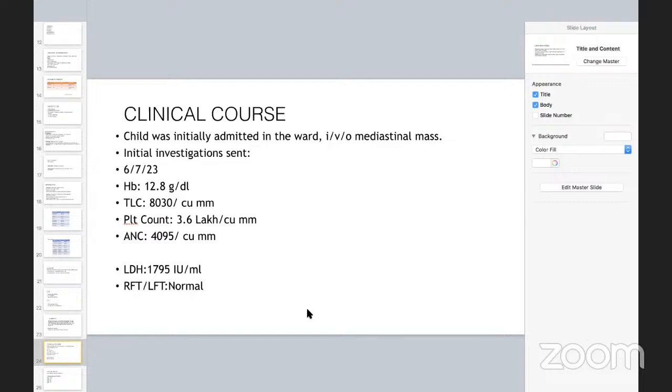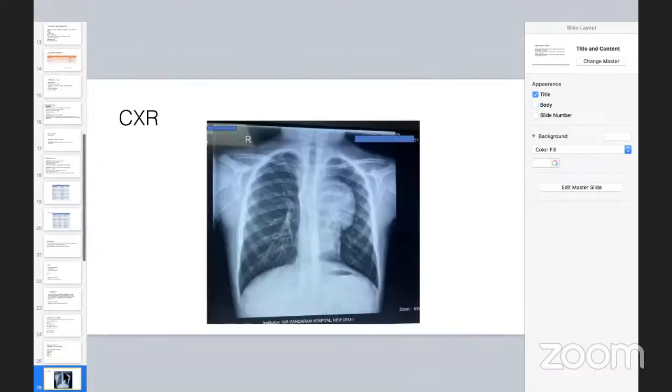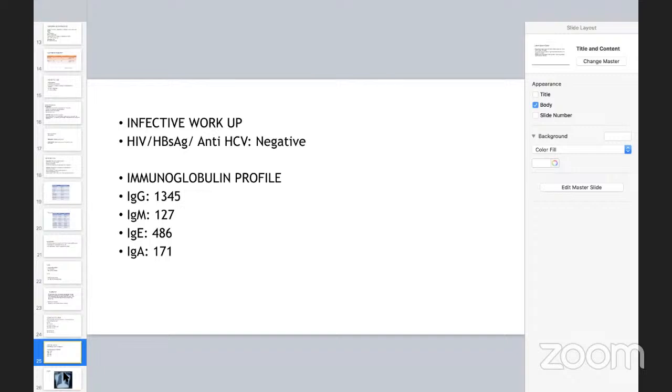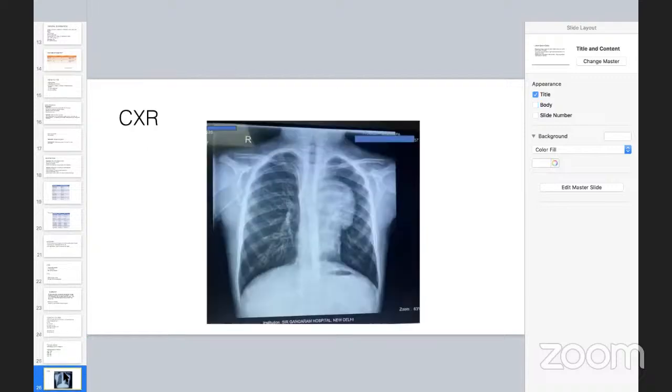The LDH, the RFT and LFT were normal. The infective workup was done, which turned out to be negative. An immunoglobulin profile was sent, which was within normal limits. The IgG was 1345, the IgM was 127, IgA was 486, and IgE was 171. This was the chest X-ray that was done on the day of admission at Gangaram Hospital.